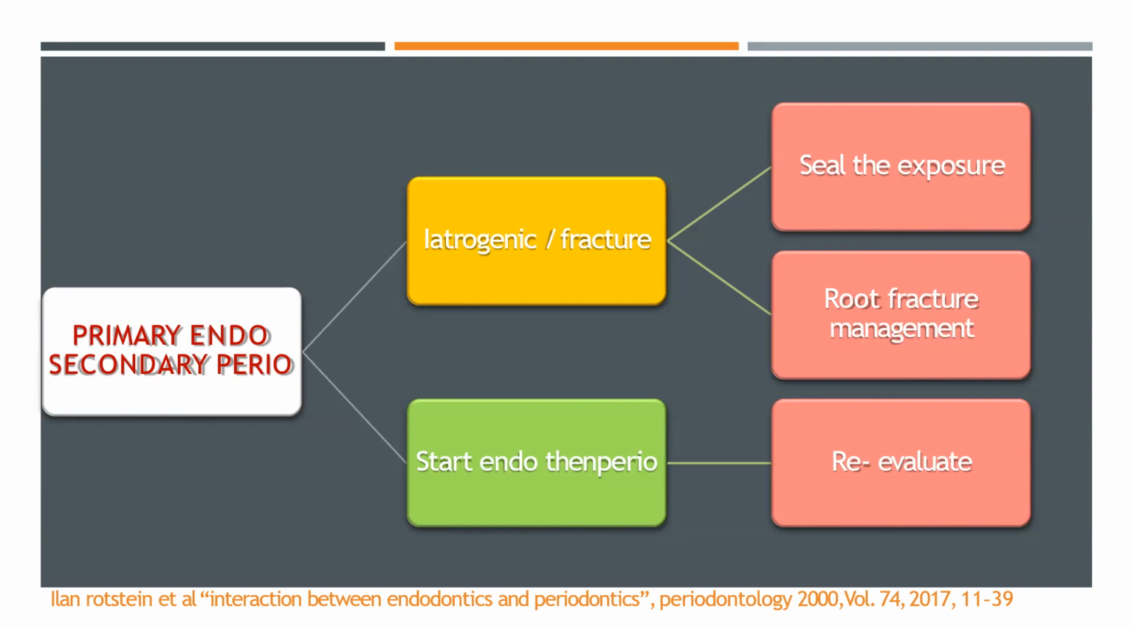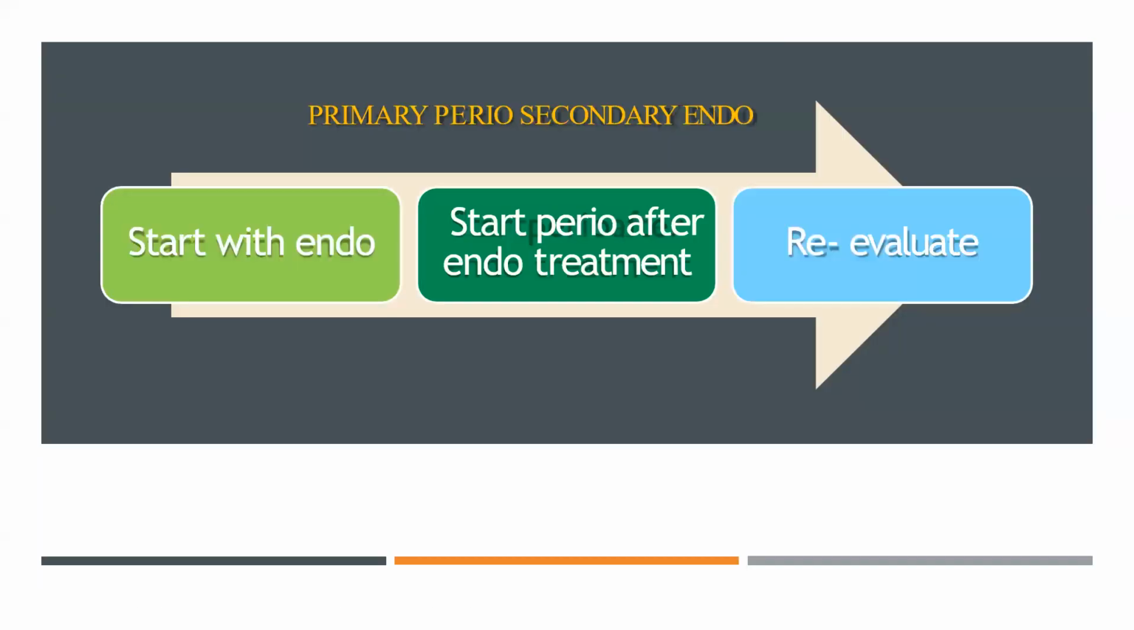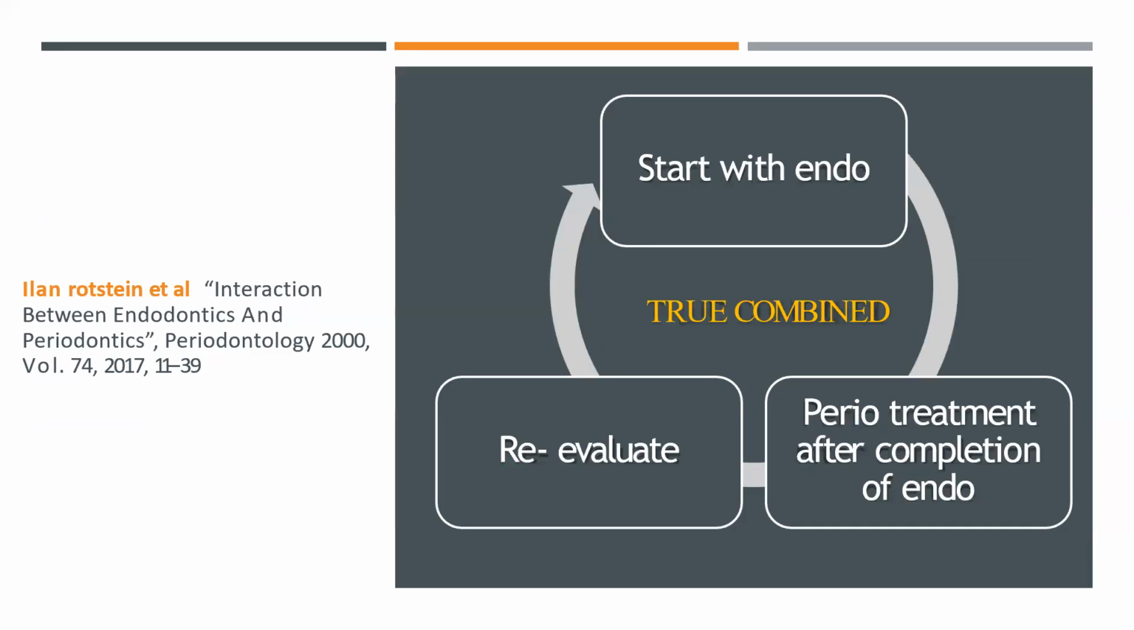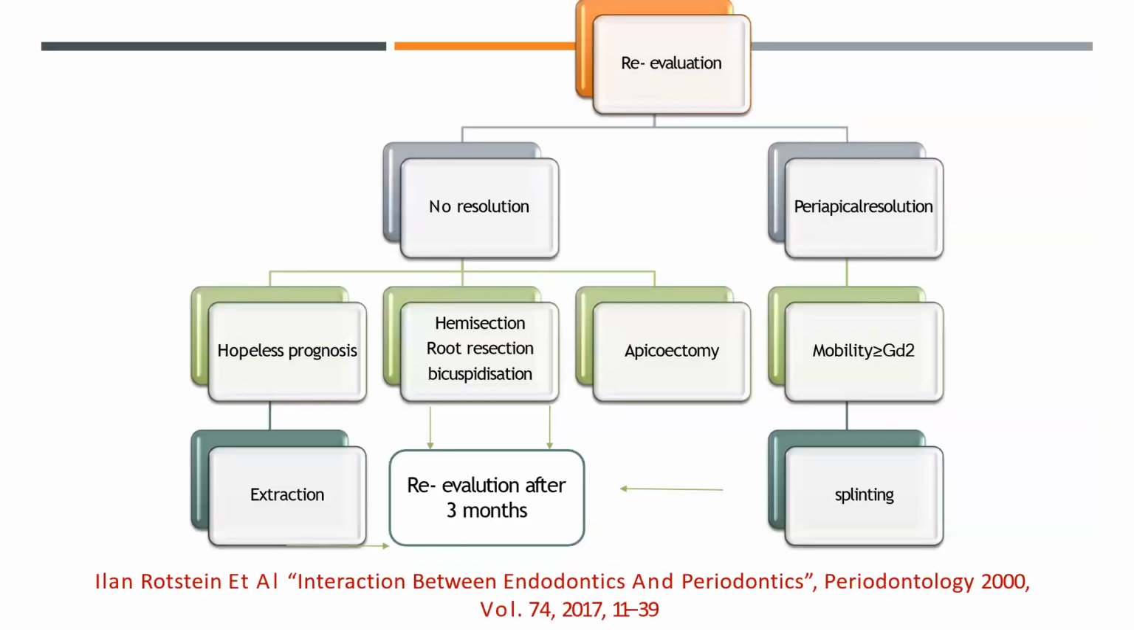we should seal the exposure. Root fracture management can be done. And after that, we should start with the endo lesion, then perio treatment should be completed, followed by reevaluation. In case of primary perio lesion and secondary endo lesion, we should start with the endodontic therapy and start perio after the endodontic therapy, and we should give time for reevaluation. And in case of true combined lesion, we should start with the endodontic lesion followed by periodontal treatment after completion of endodontic treatment, and also reevaluate.